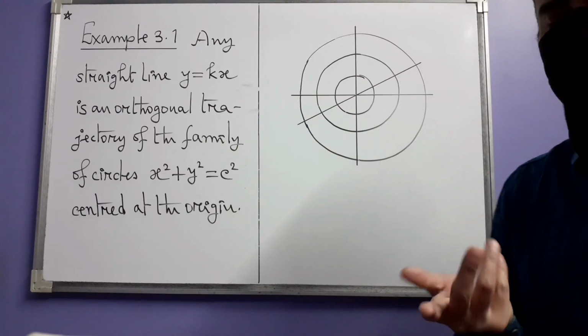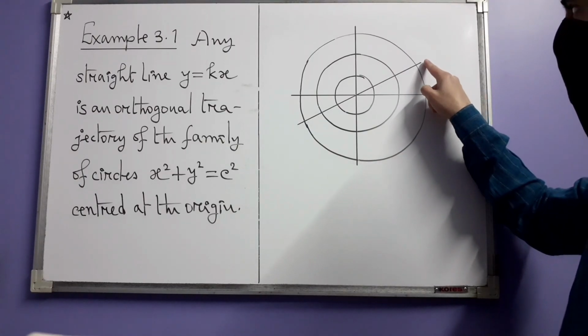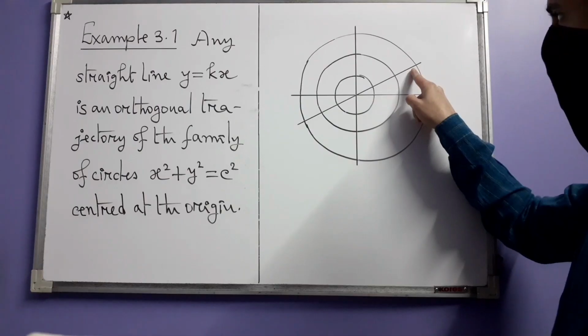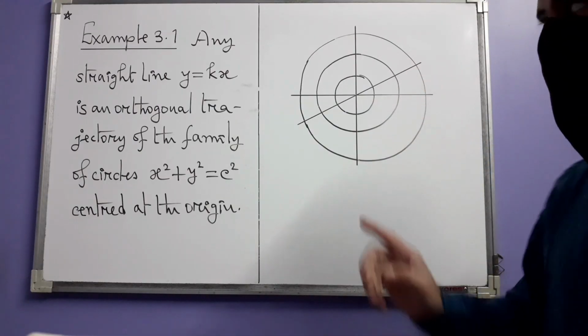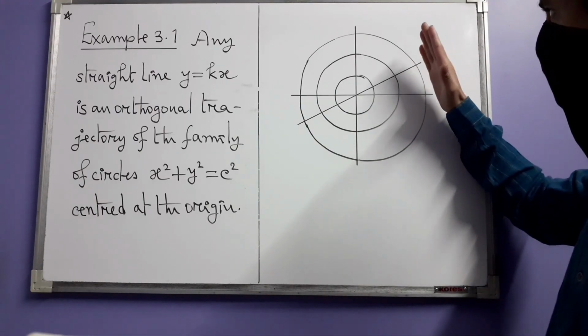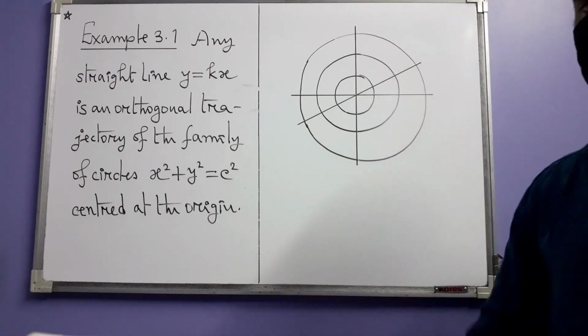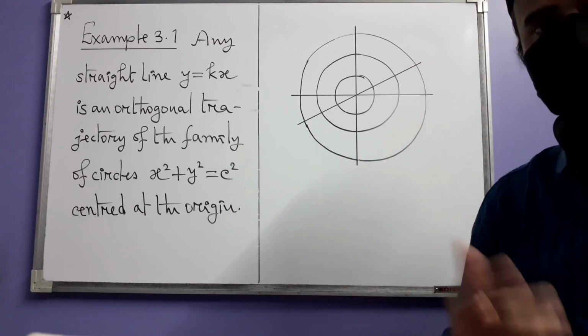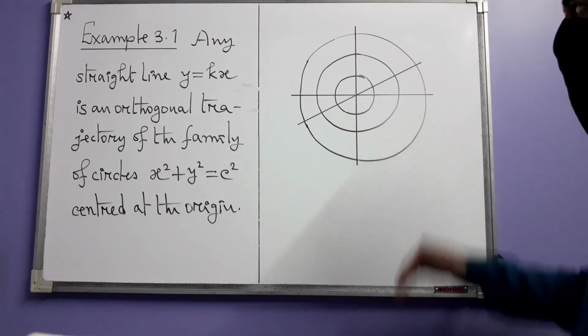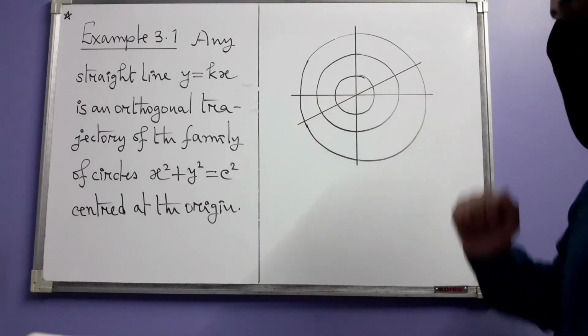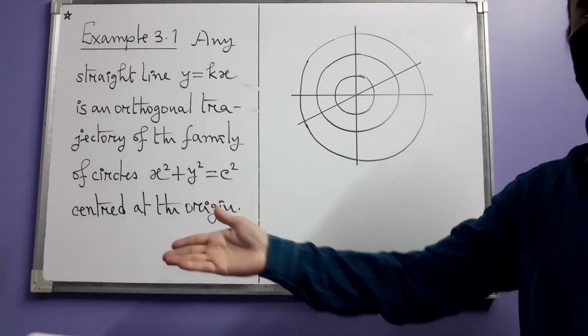What angle? The angle between this line and this circle, for example, is by definition the angle between the line and the tangent to the circle at that point. That angle is 90 degrees. Okay, so that is why this is an orthogonal trajectory to this family.